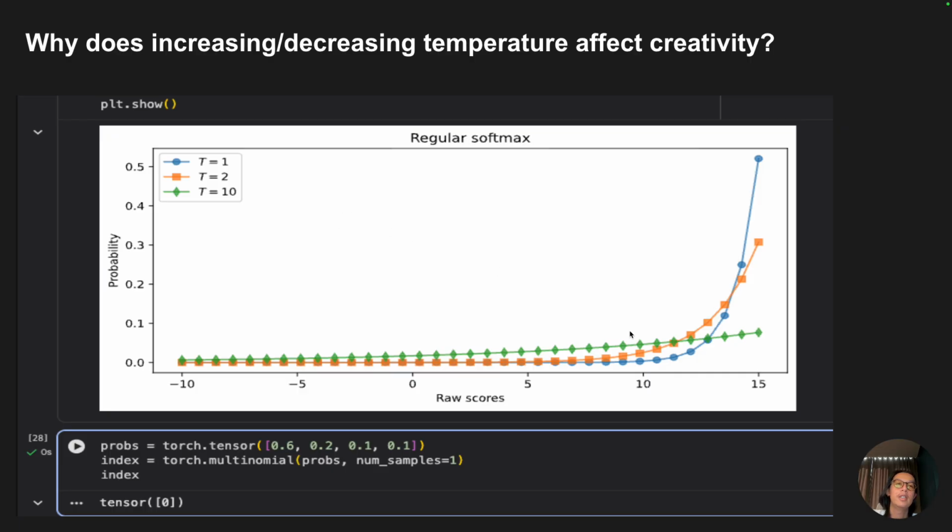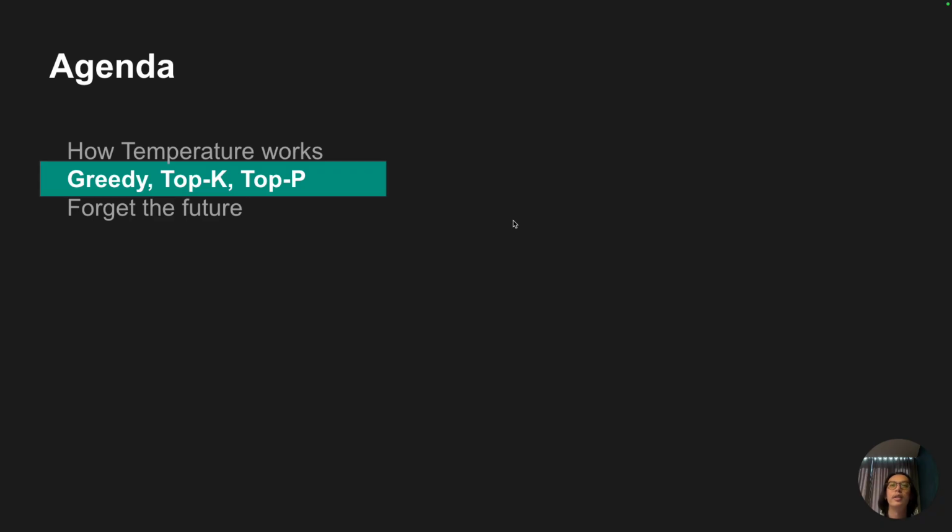But with temperature 10, you can see that because it divides the logits by the temperature, it suppresses most of the probability differences. So the chance of choosing these 3 tokens is likely equal, and that's why it increases the model's creativity. With temperature 1, it will mostly choose token 15, but with temperature 10, the chances are mostly equal. So it can choose this, it can also choose this, and it can also choose this token. That's why increasing the temperature becomes more creative, more surprising. Sometimes it can be more chaotic. So let's continue to talk about greedy, top-K, and top-P.